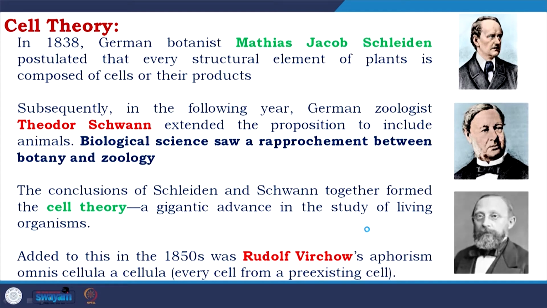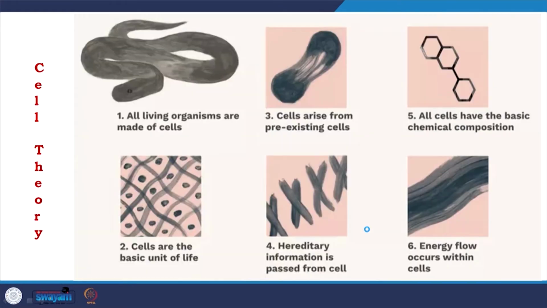This is Rudolf Virchow. So, in cell theory, they have made some postulates. All living organisms are made of cells. Cells are the basic unit of life. Cells arise from pre-existing cells. Hereditary information is passed from cells. All cells have the same basic chemical composition. Energy flow occurs within the cell. So, these are the main hypotheses of cell theory.